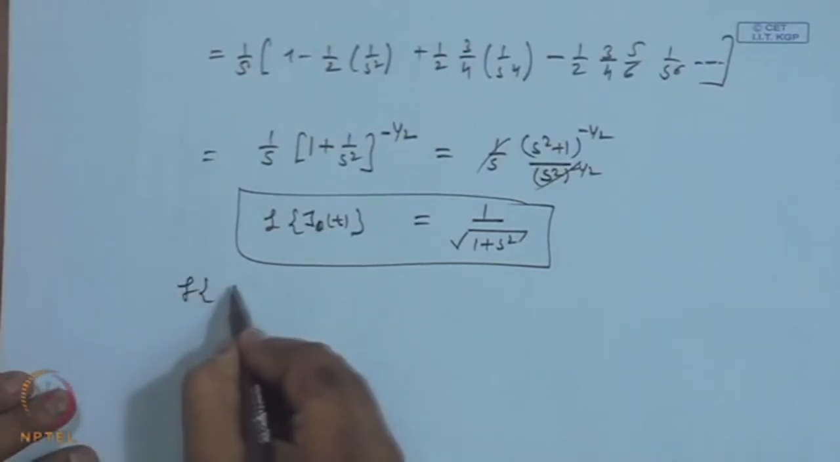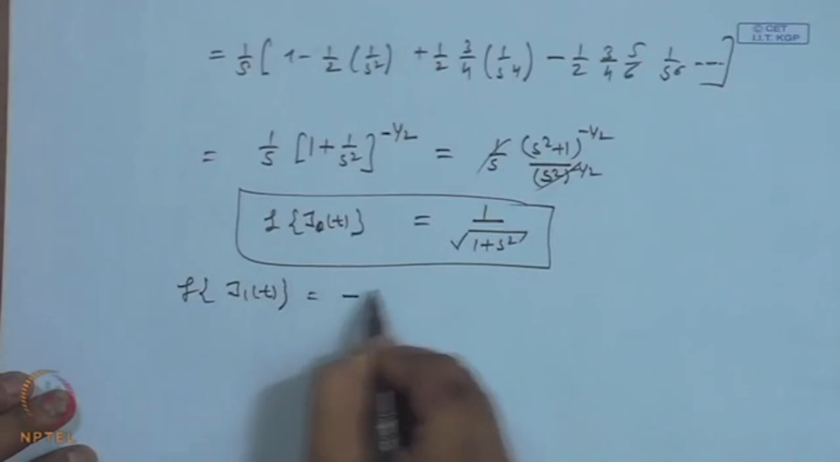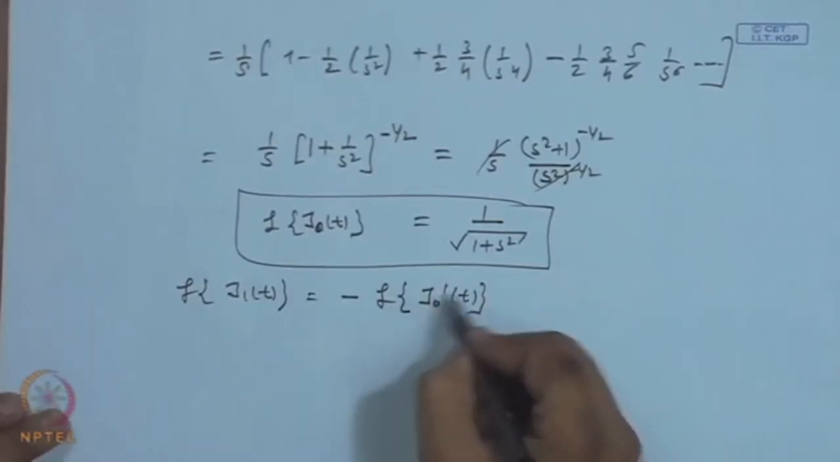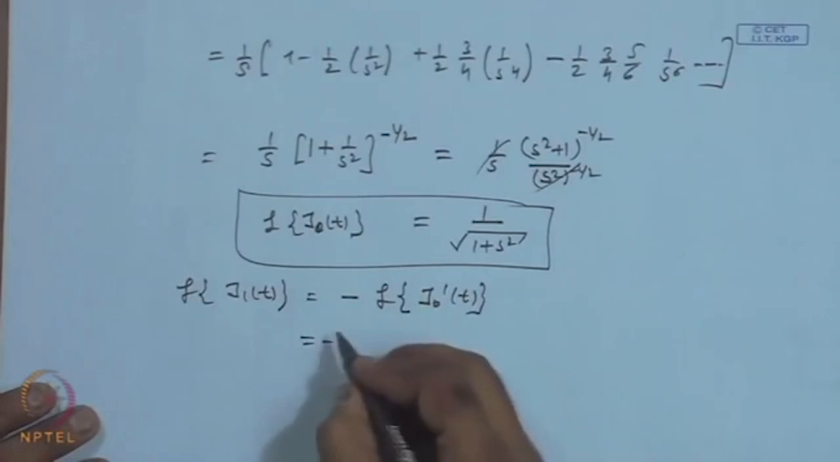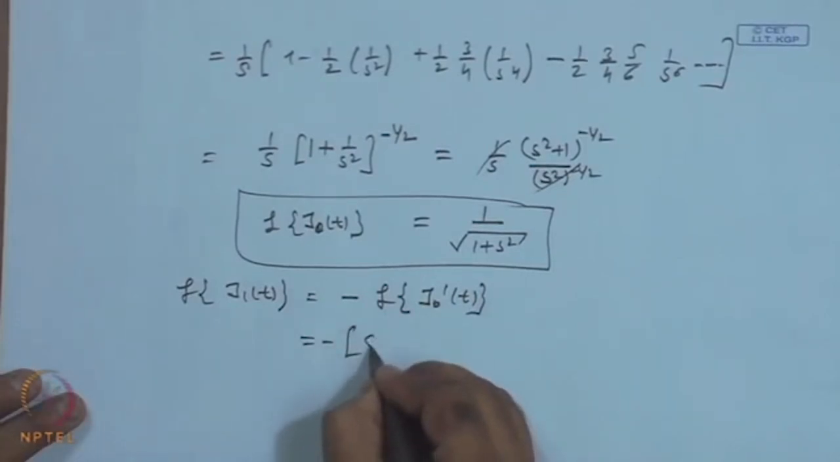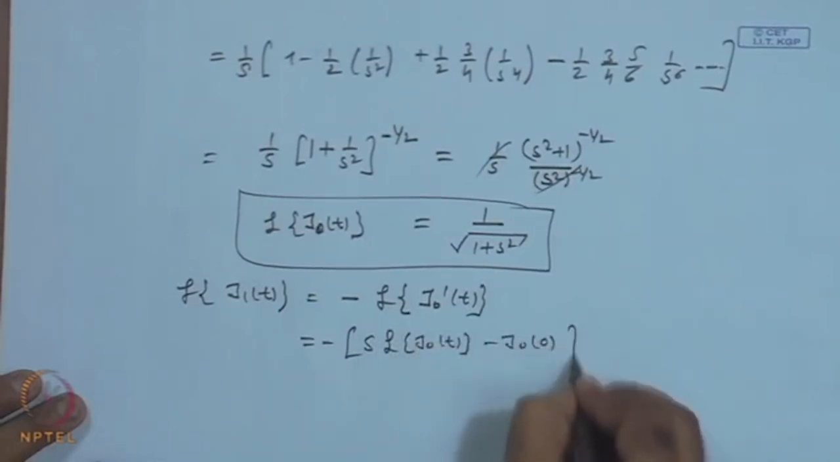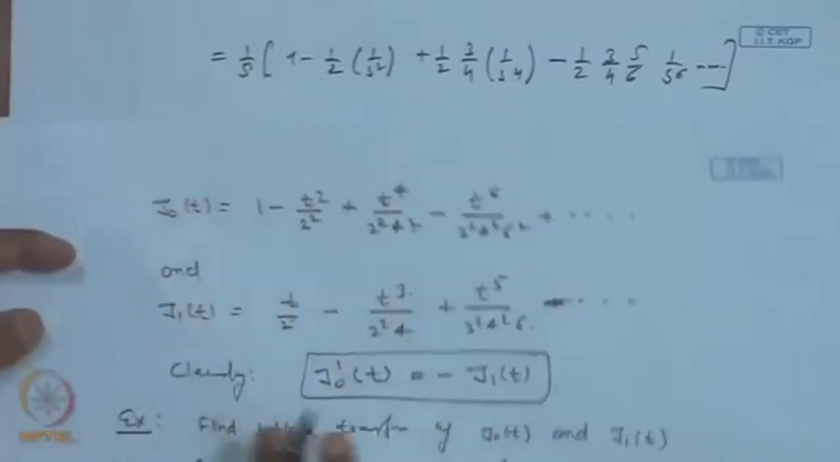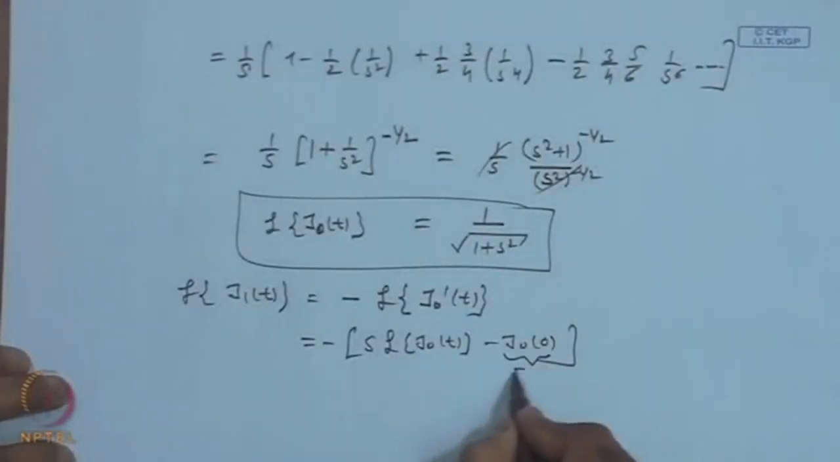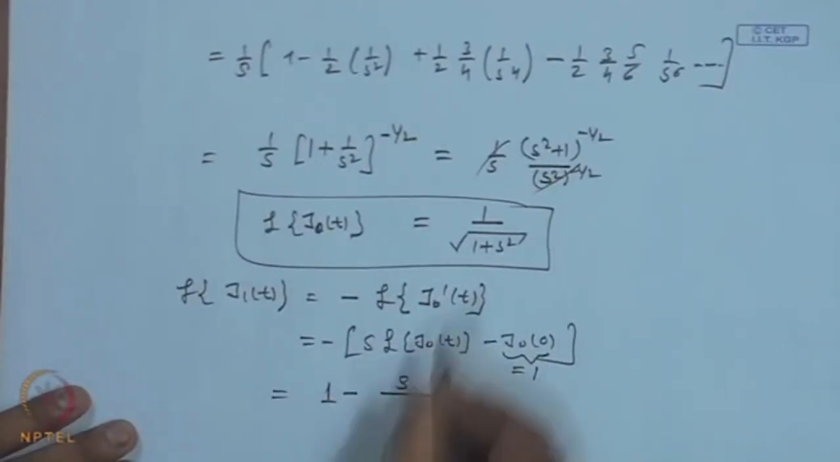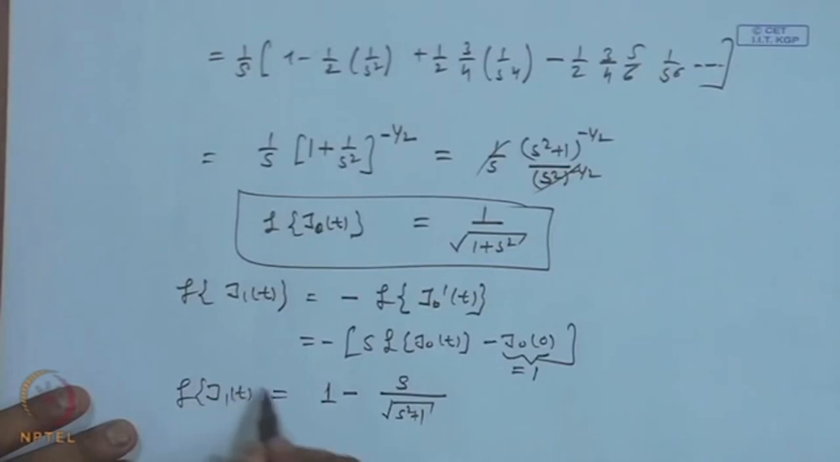Now, if we want to get the Laplace of J1 t, this is minus the Laplace of the derivative of this J with respect to t. So, minus, now we apply the derivative theorem here. So, s the Laplace transform of J0 t and minus J0 0. So, this J0 0 if we put in the series here t 0, this J0 0 is 1. So, we have this 1 minus s over square root s square plus 1. This is the Laplace transform of J1 t.